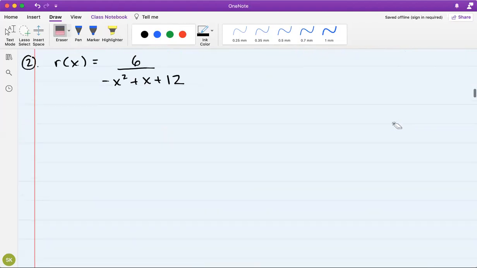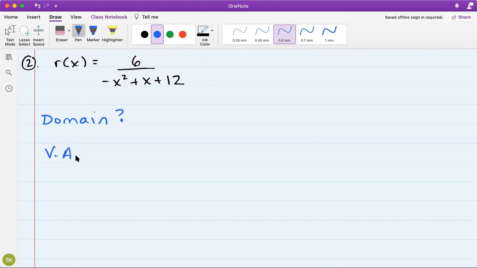Okay, here we are. R of x is equal to 6 divided by negative x squared plus x plus 12. What I want to do is I want to find the domain. Let's put that here. What's the domain? What are the vertical asymptotes, if there are any? I'm going to put a question mark here. And what are the horizontal asymptotes, if there are any? So to find the domain, remember that the domain is all the numbers that we cannot plug into the function.